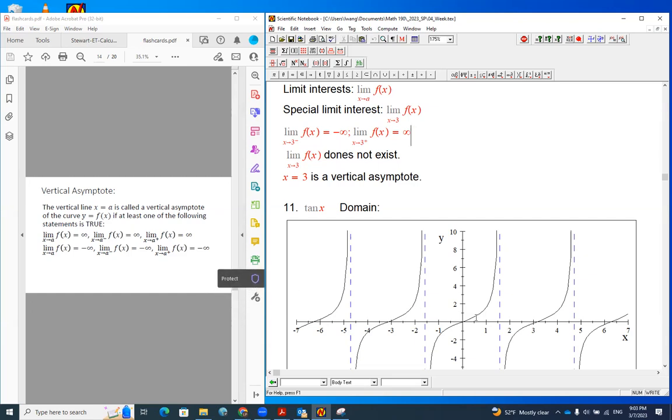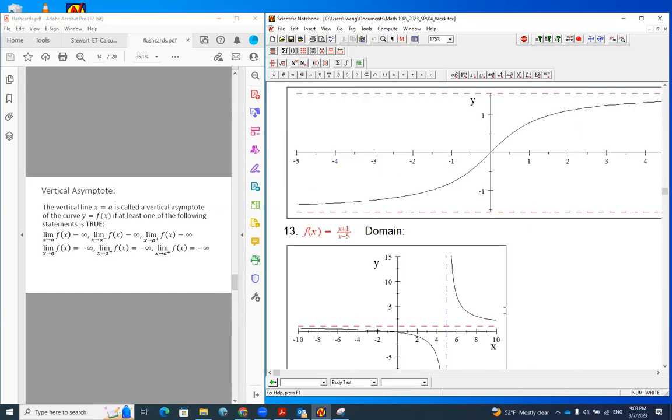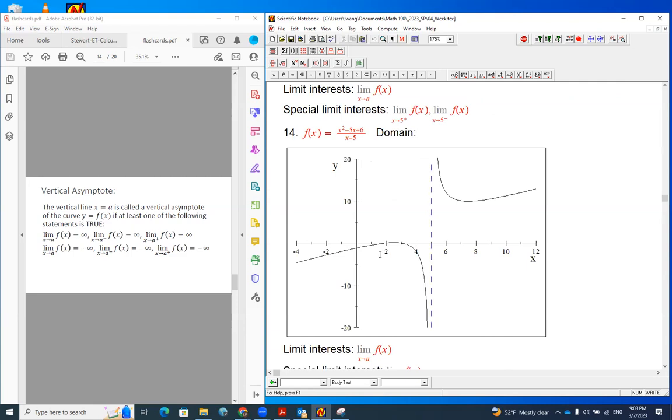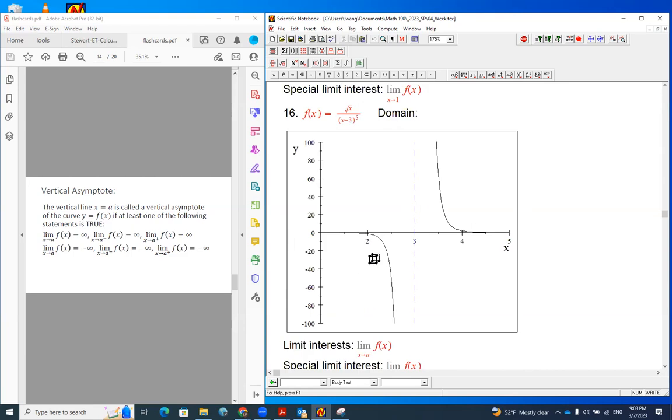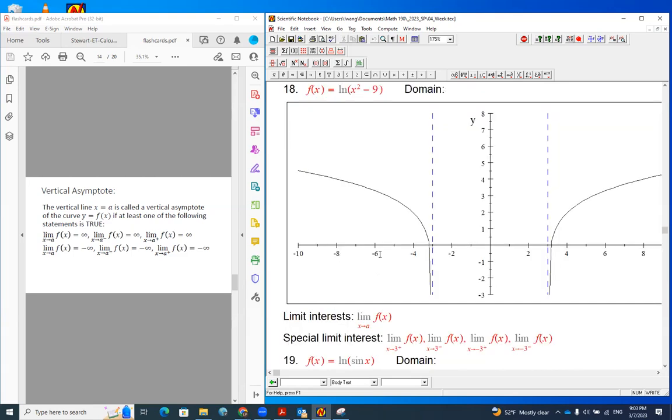Okay, the tangent situation we have discussed in class, and we have all these other pictures here. I think I'm going to send this to you, and I don't want to make this too long.